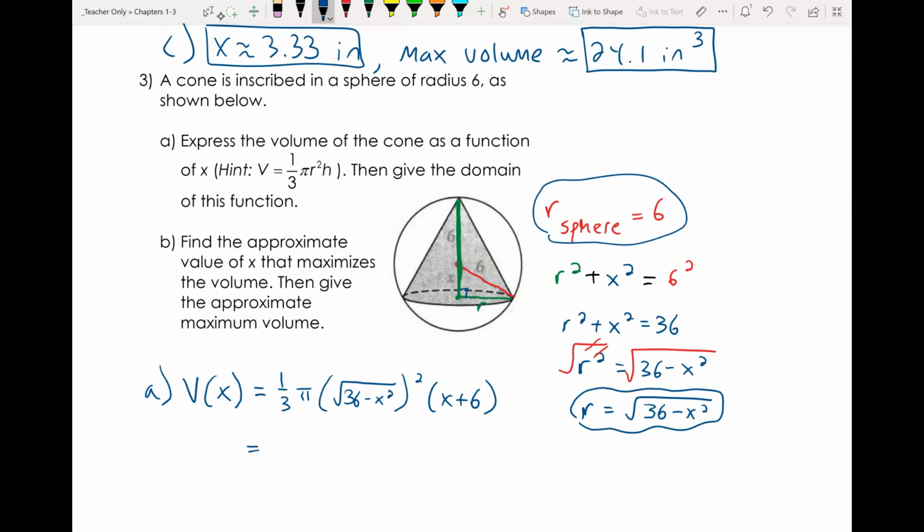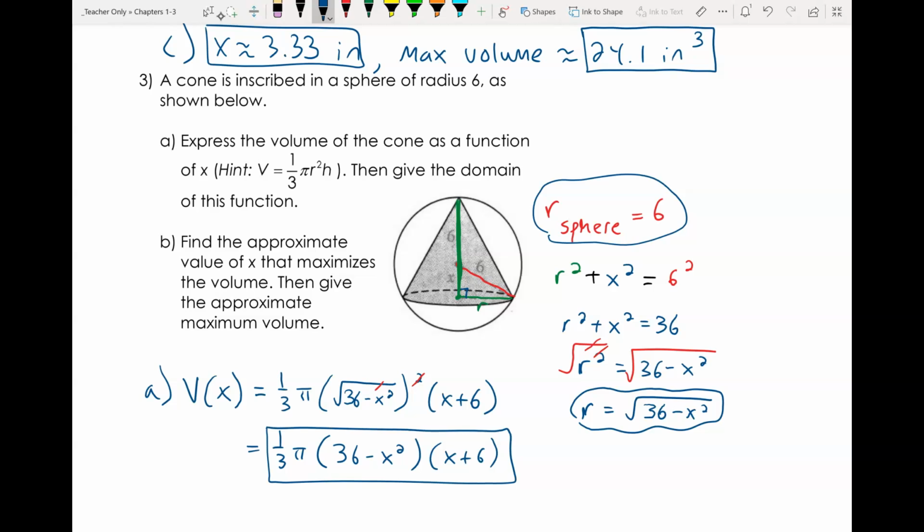You could simplify that a little bit. 1/3 pi, when you square a square root, that's just going to undo each other. So 36 minus x squared times x plus 6. So that is the volume of your cone as a function of x.